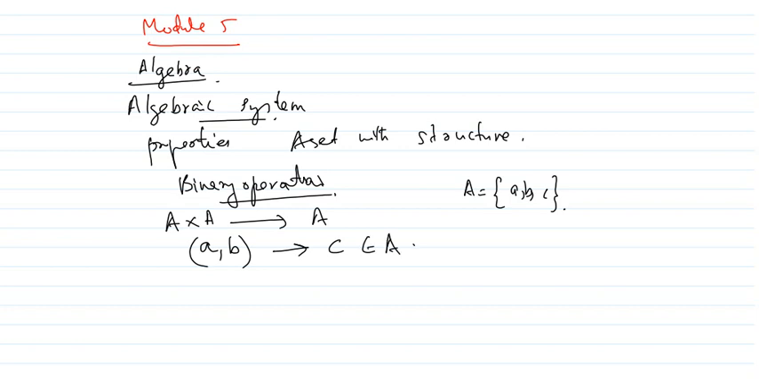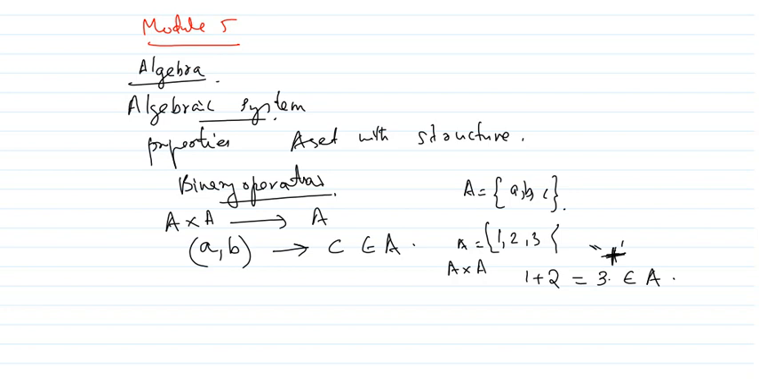For another example, if A is equal to {1, 2, 3}, and we define the operation on A cross A by the sum, that is 1 plus 2. You take any two elements from this set, 1 and 2. What is 1 plus 2? The operation is plus. 1 plus 2 is 3. Does that 3 belong to the set A? Yes, 3 belongs to A. So we can say that this plus is a binary operation. So this is known as the binary operation.